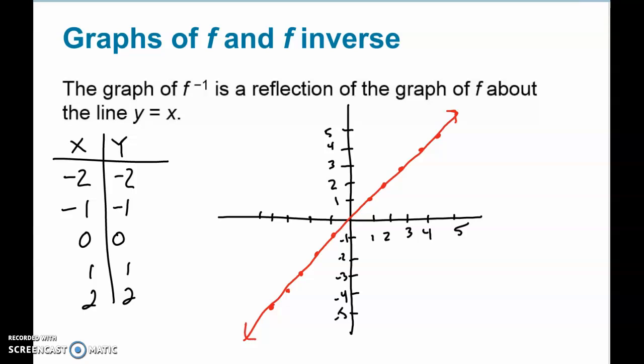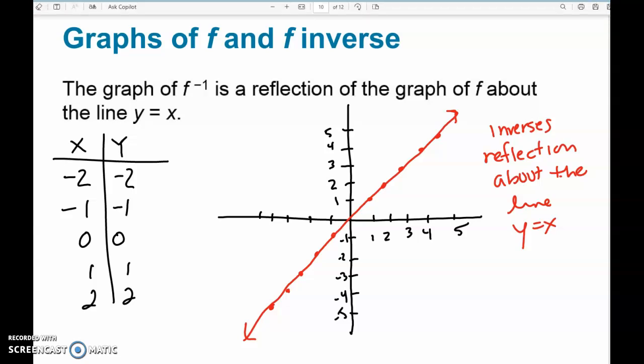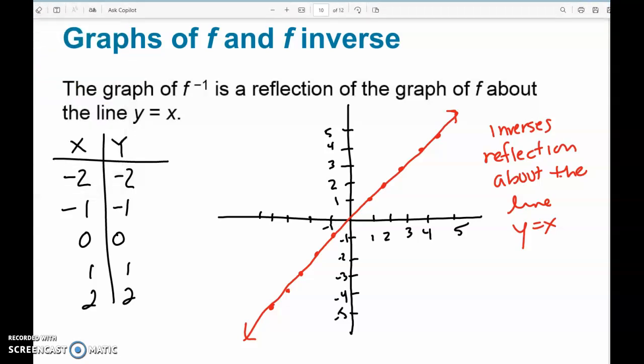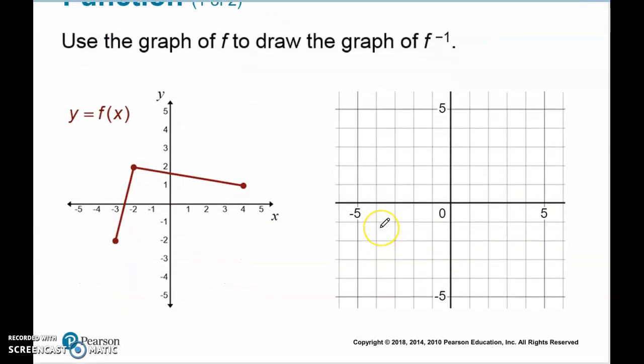And so when you graph two inverse functions, the inverses have a reflection about the line y equals x. So you could fold it on this line and they would match up. The two inverses would match up. It would be like a mirror image of each other. So we're going to use that information to help us graph the following.